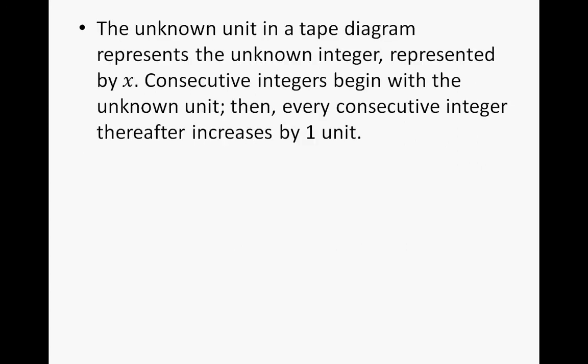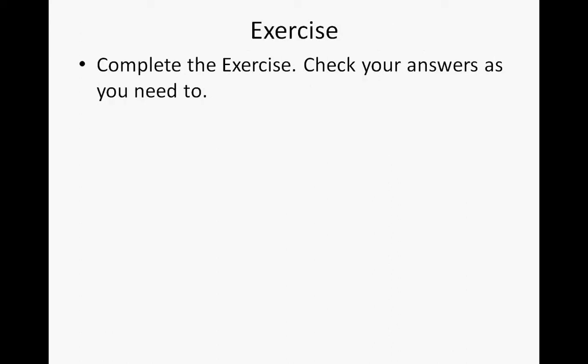So the unknown unit in the tape diagram represents the unknown integer, represented by x. Consecutive integers begin with the unknown unit, and then every consecutive integer, therefore, increases by 1 after each one. So take a look at the exercise and check your answers as you need to.